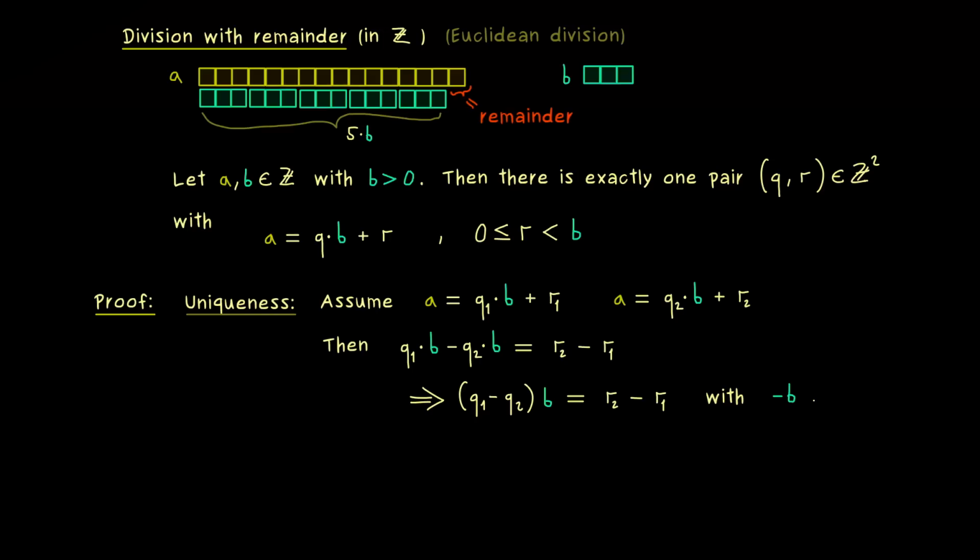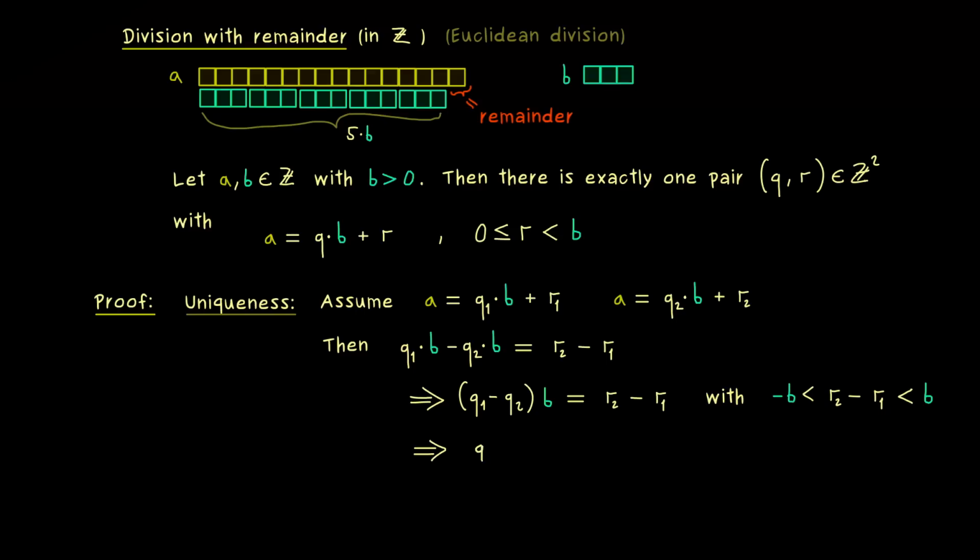Namely, the most extreme case would be that we have to subtract b or that we have to add b. So this difference definitely lies between minus b and plus b, but we don't have equality on both sides. So the conclusion is that our multiple on the left, which is an integer, cannot be plus 1, cannot be minus 1, it can only be 0 to satisfy these inequalities.